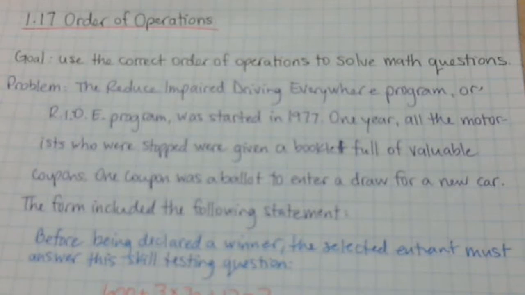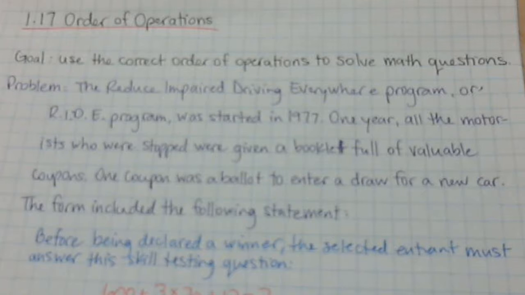Our goal today, I think there's just the one, is to use the correct order of operations to evaluate expressions. And so we are going to get a chance to look at some problems having to do with order of operations. I'll tell you how to deal with them, how to answer questions where you need to use order of operations. So the problem that we're going to look at is the Reduce Impaired Driving Everywhere program. It's called the RIDE program.